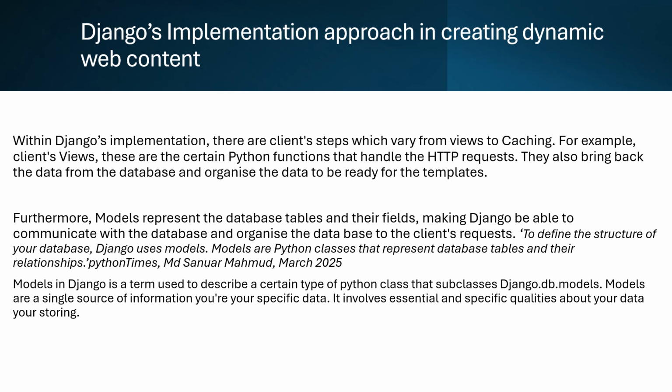So to define the structure of your database, Django uses models. Models are Python classes that represent database tables and their relationships, and that's by Python Times, Minty Sanu Mahmood, March 2025. Models in Django is a term used to describe a certain type of Python class that subclasses django.db.models. Models are a single source of information about your data. It involves essential and specific qualities about the data that you're storing.